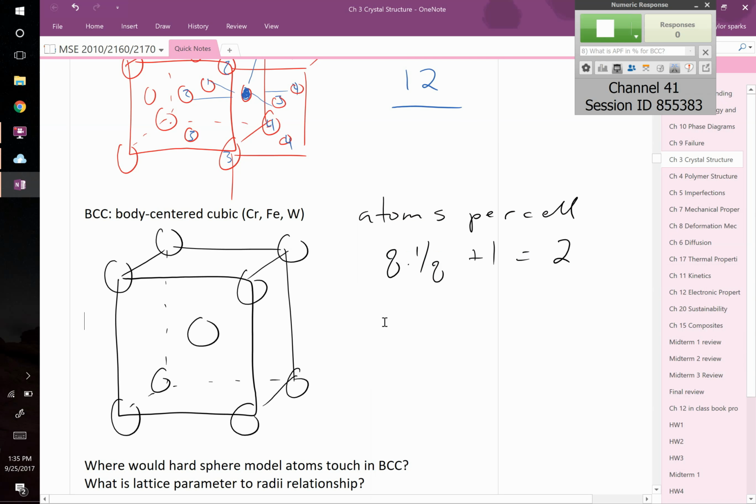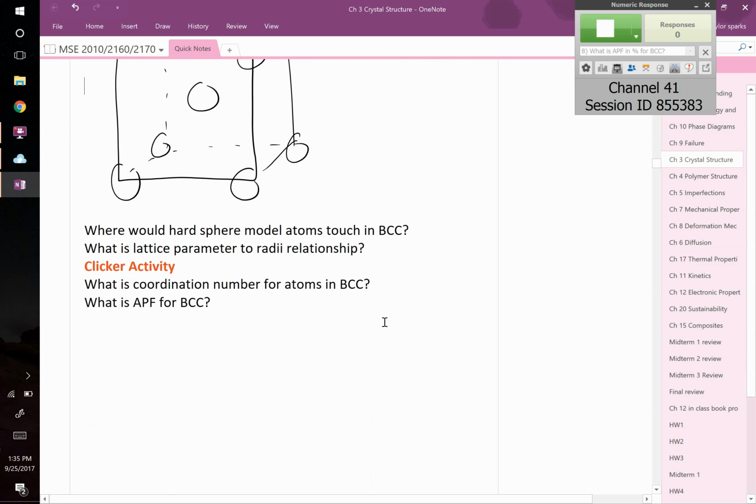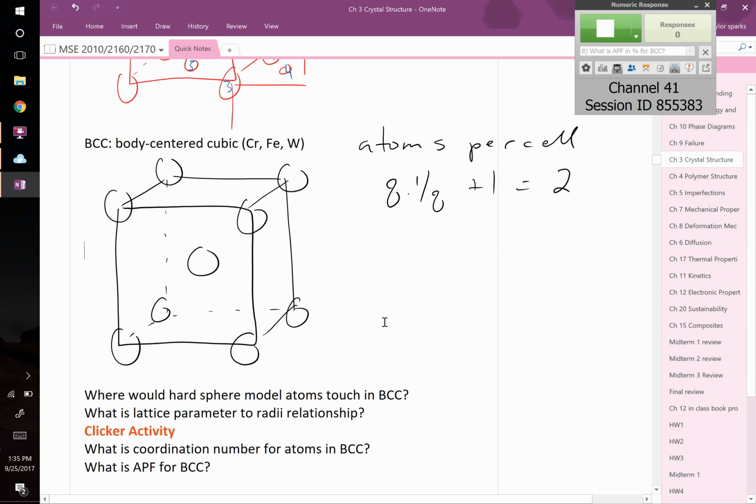Actually, before we do it, let's figure out what the ratio is. Sorry. Before we do that, the way I've drawn this, they're really spaced out. In a real metal, they're going to collapse together. Where will they touch in this model?